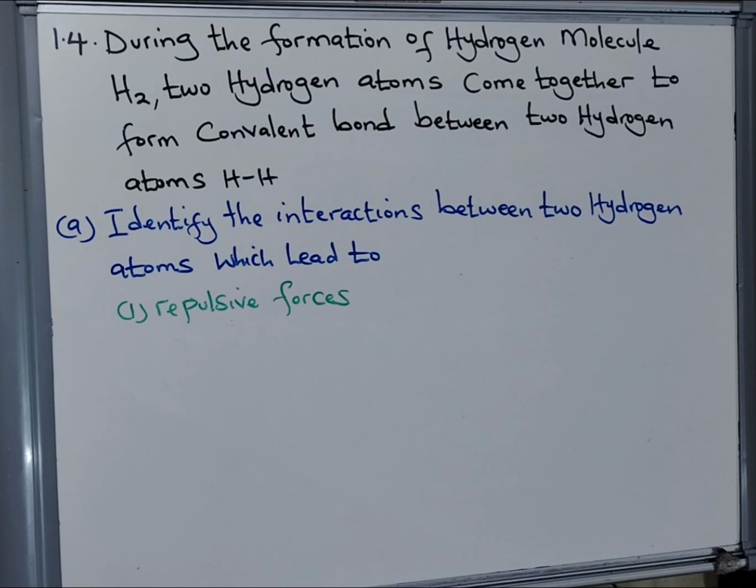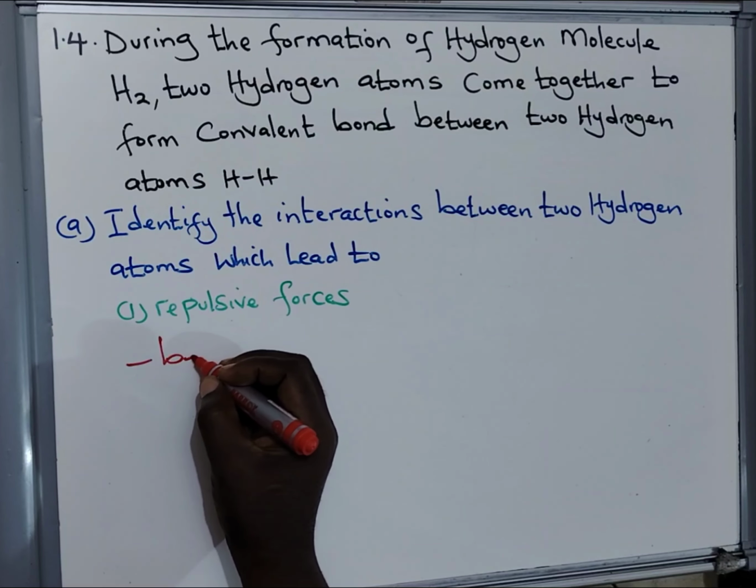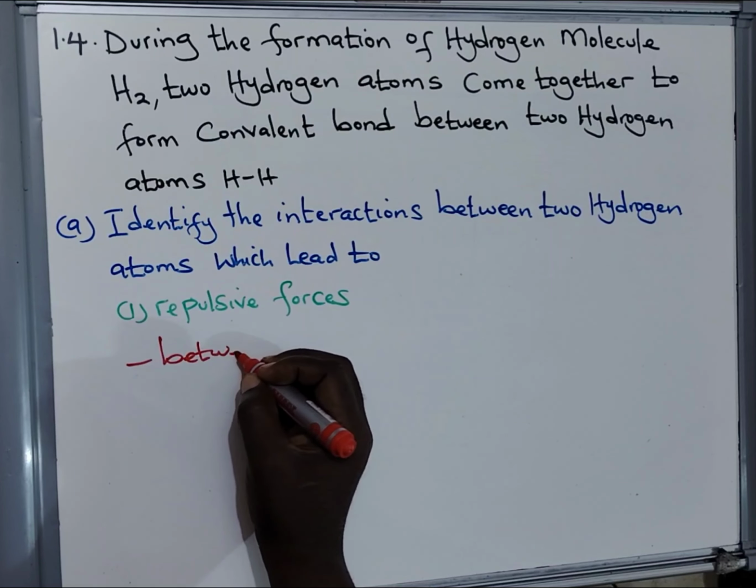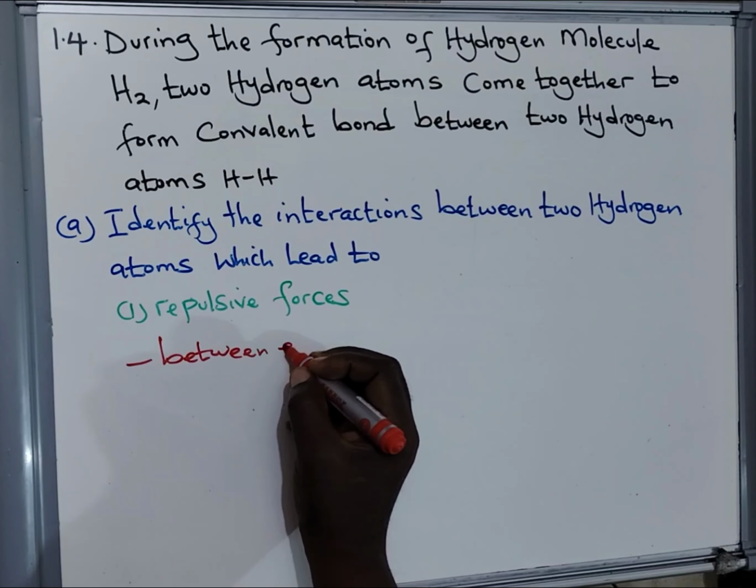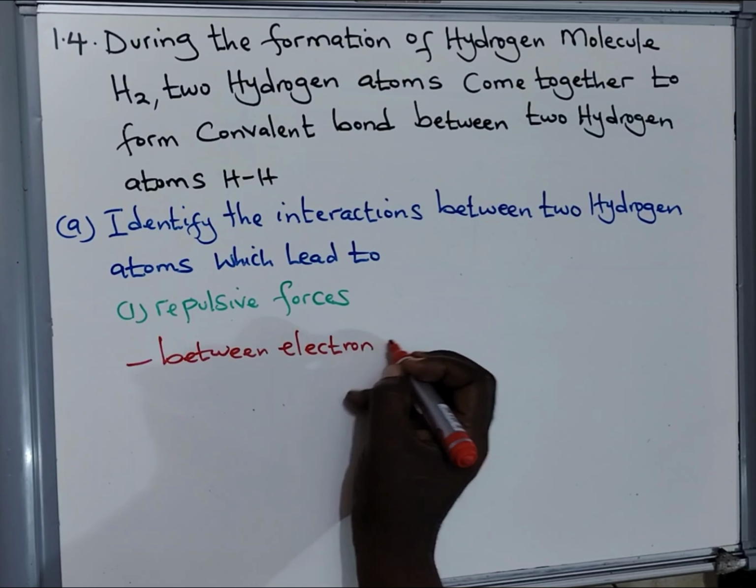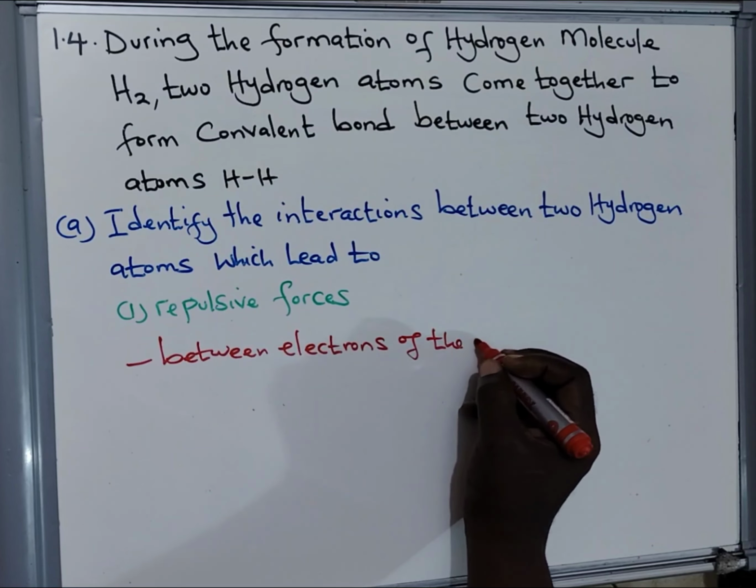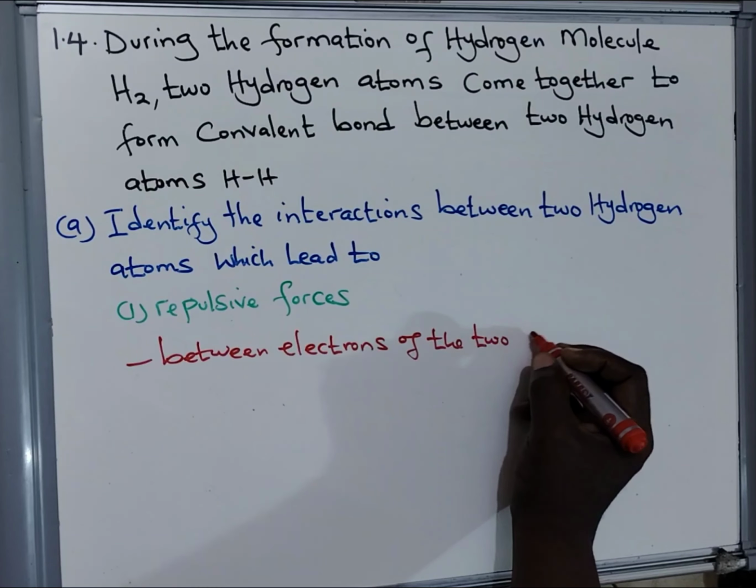Why? How does that happen? One, the interaction between the electrons of the two atoms. So that's the first one. Between electrons, especially outermost electrons. So between electrons of the two atoms.